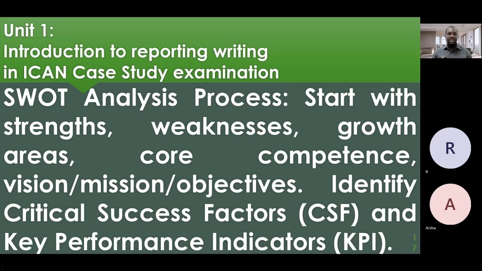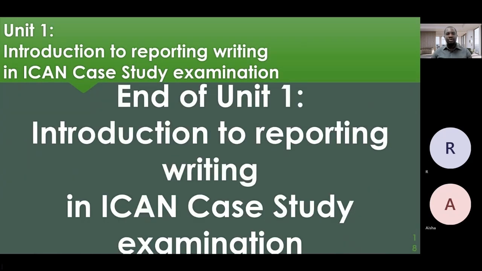You start with strength and weakness: the growth areas, core competencies, the company's vision, mission, objectives, critical success factors, key performance indicators, those competitive advantage areas the company has are the strengths, and where it's performing negatively are its weaknesses. So that's generally speaking to report writing in the case study exams. We just introduced it in Unit 1 and we'll go into it in depth in Unit 2.